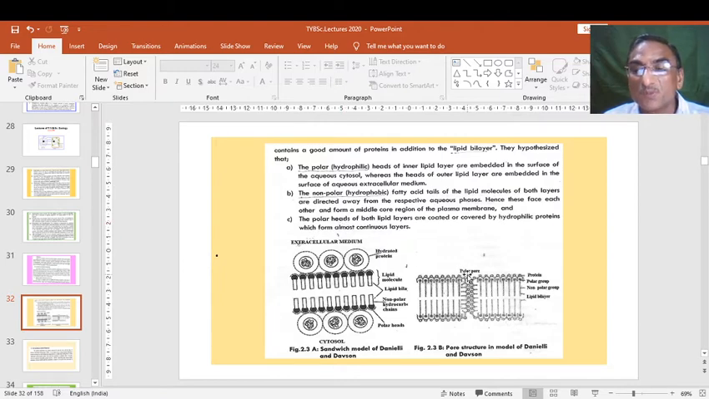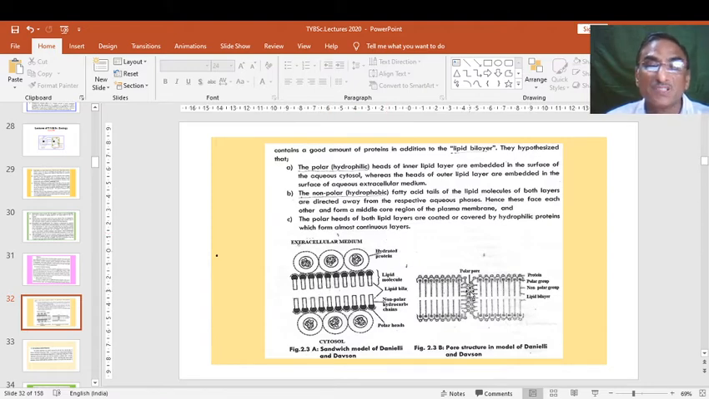These are the polar pore, these are the polar groups, these are the protein material, and these are the non-polar groups. This is the lipid inner lipid bilayer model. These are the two different models, but they are shown in the picture for a complete understanding of the pore. The polar heads of both lipid layers are coated or covered by hydrophilic proteins, which form almost continuous layers.